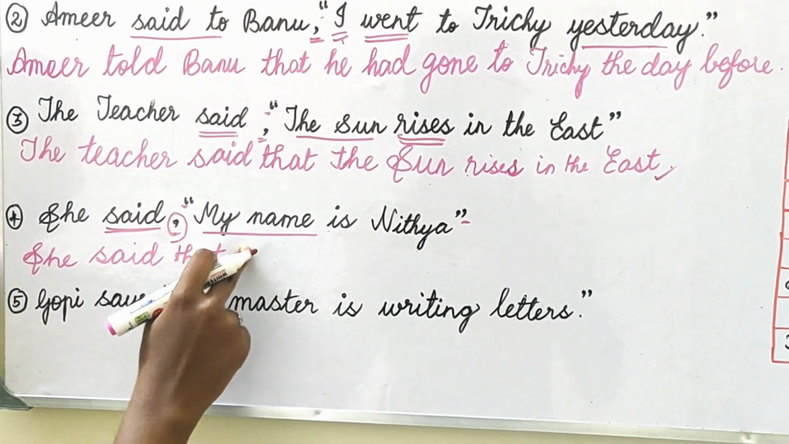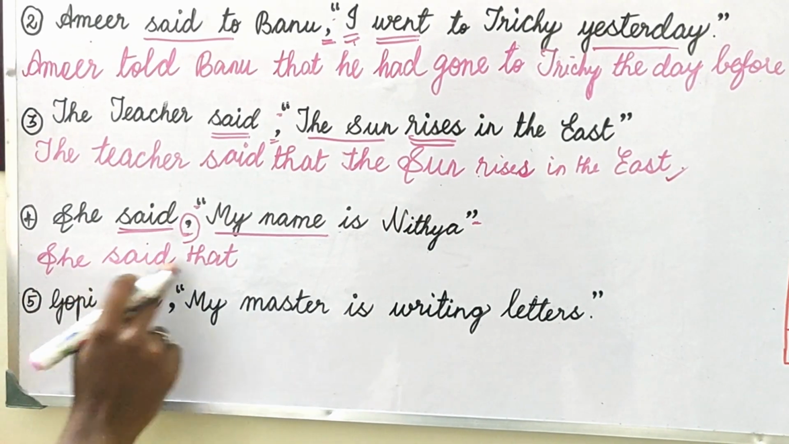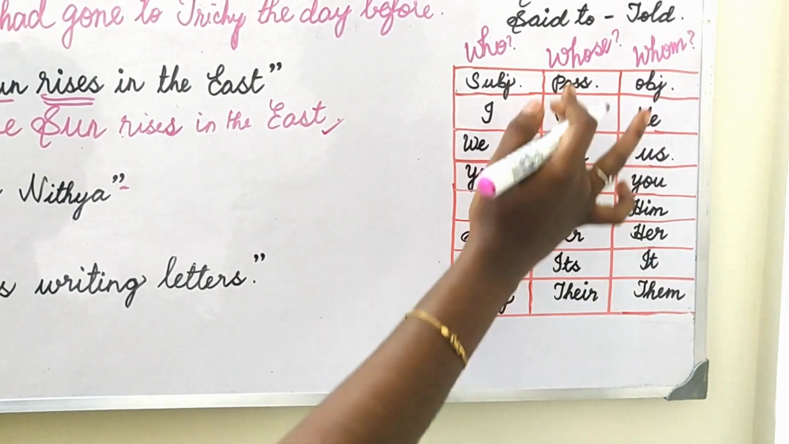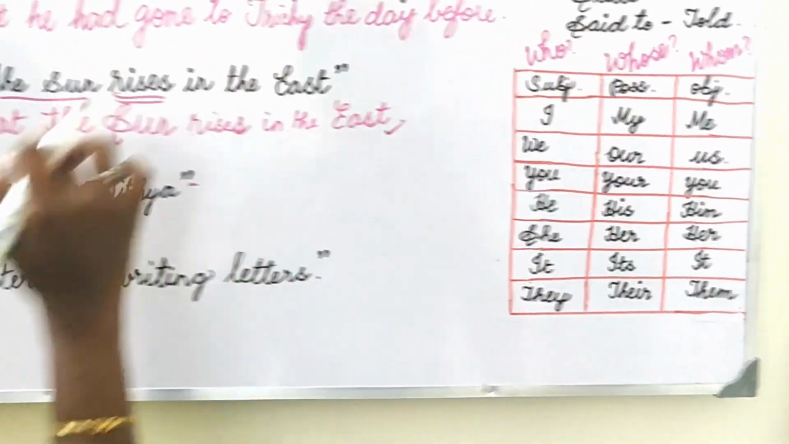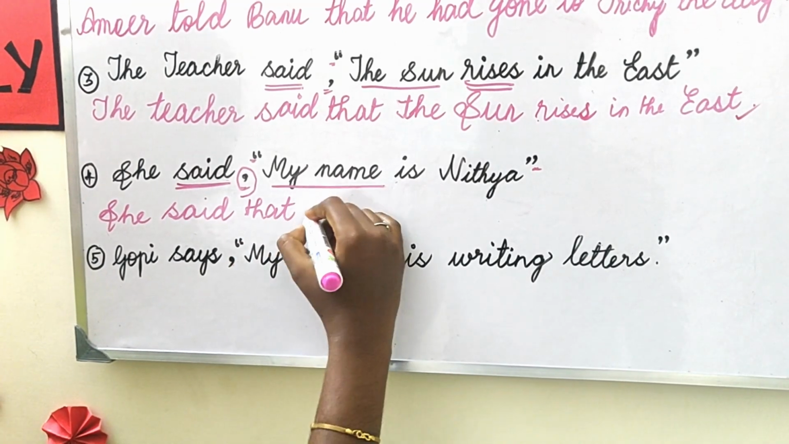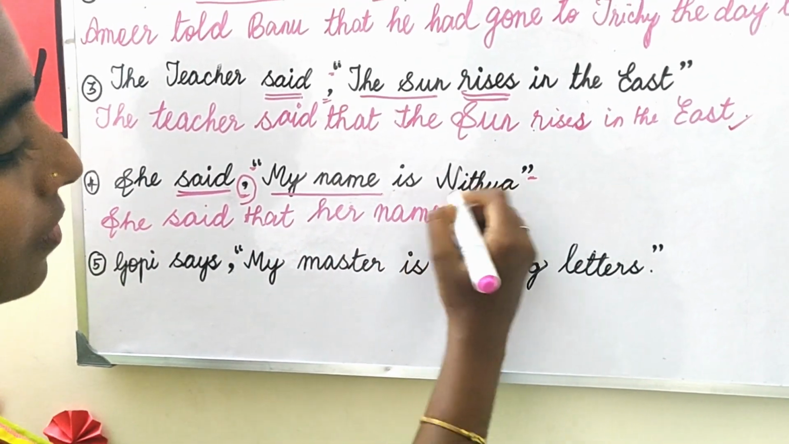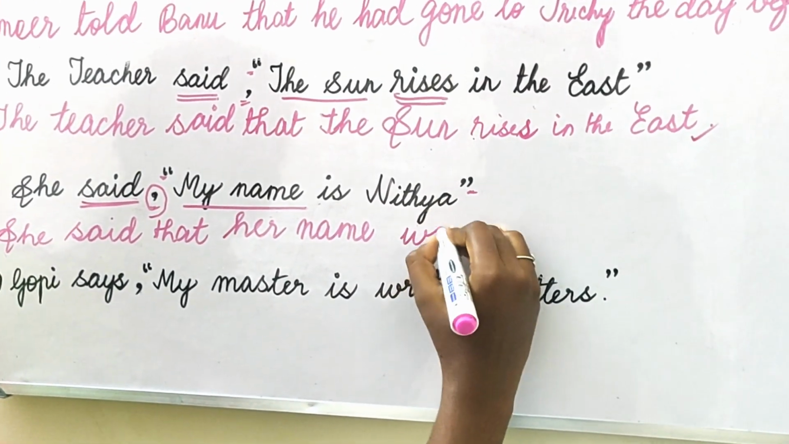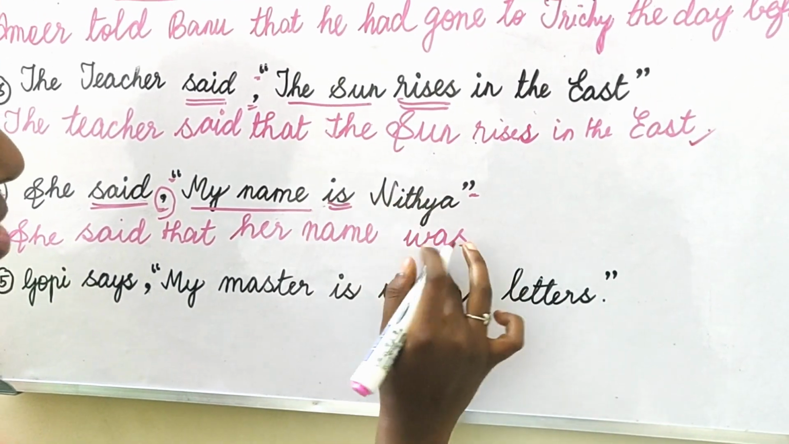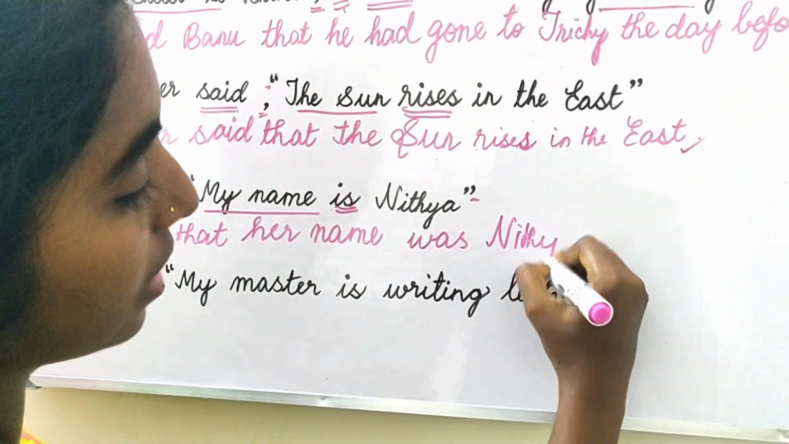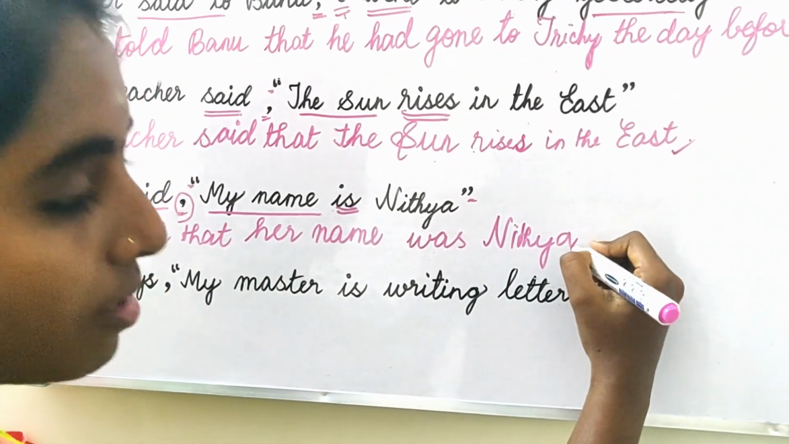It's in the possessive case. She said that, see, "she" in the possessive case is "her", and it also answers the question whose name. She said that her name was, "is" is in the present tense, so I am changing it into "was", Nithya. Is it right?